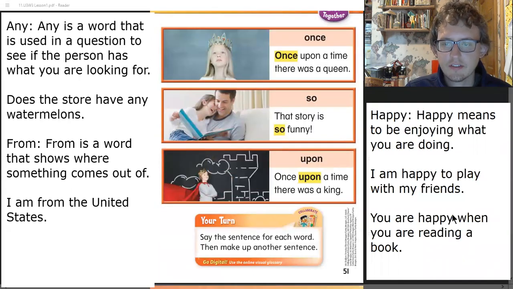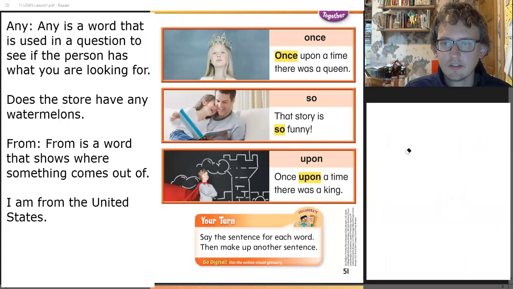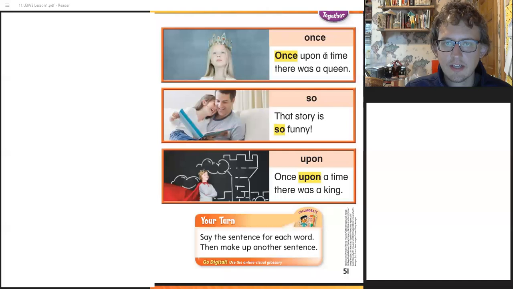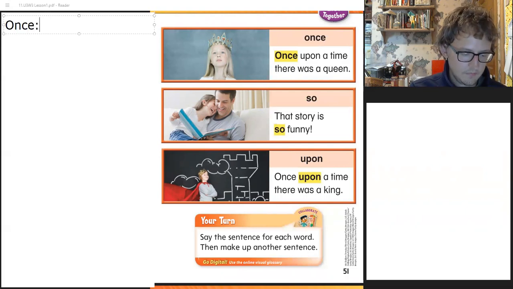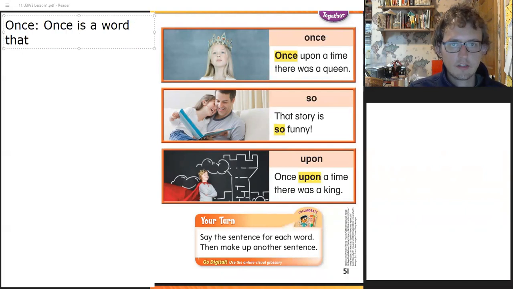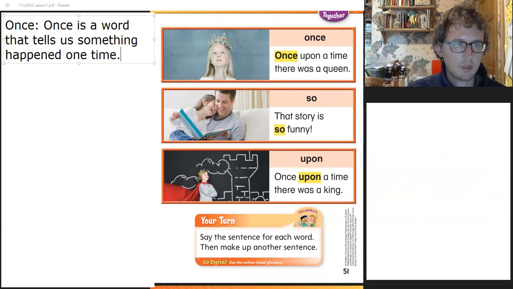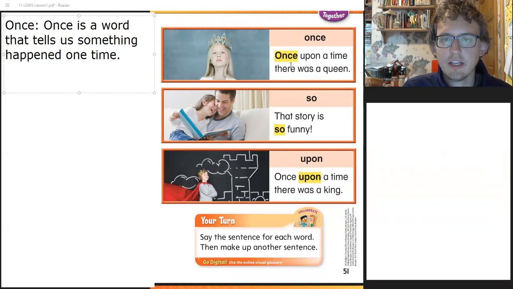Oh, here's more words. Okay, I will erase this. And now we can go to the next word. Once. Once is a word that tells us something happened one time. So in this example, it says, once upon a time there was a queen. So once means that one time, for this story that the person is telling, one time there was a queen.